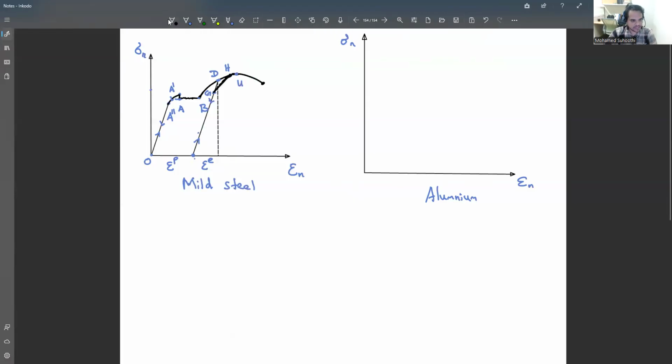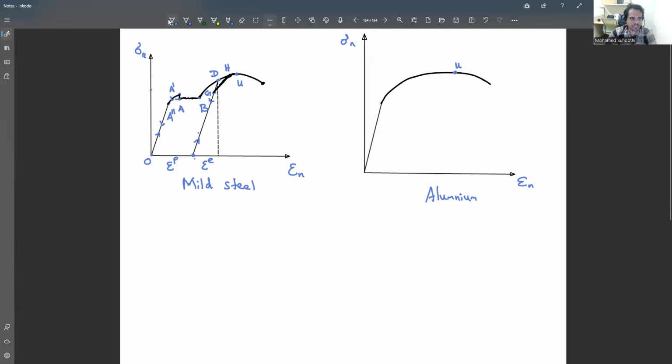Initially you will get it here, like this, then it continuously comes like this, right? So again here you have the yield point U, as in the previous case. This is called the ultimate U. The problem here is that you cannot identify the yield point.